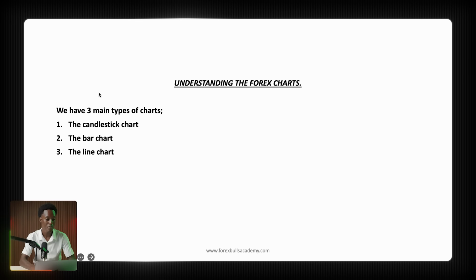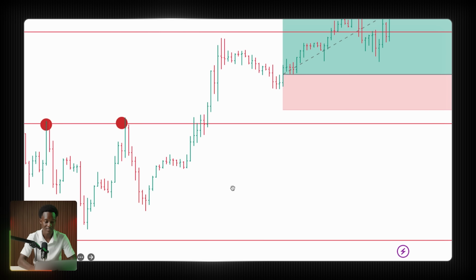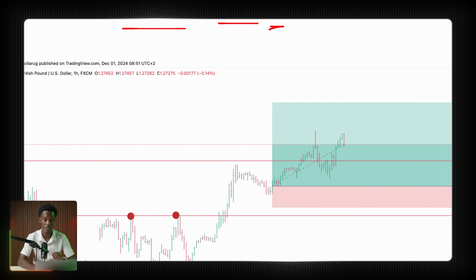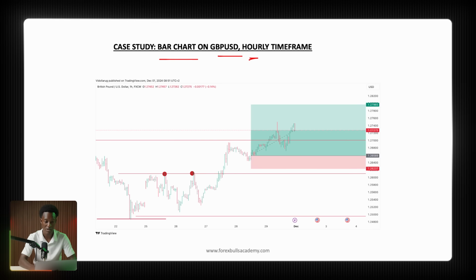We typically have many types of charts, but most traders mainly focus on three: the candlestick chart, the bar chart, and lastly the line chart. This is a bar chart on GBPUSD on the hourly time frame. A bar chart is a combination of just bars. We have the green ones and the red ones. The green ones represent buyers, or bullish, the price going up, and the red ones represent sellers or the price going down.